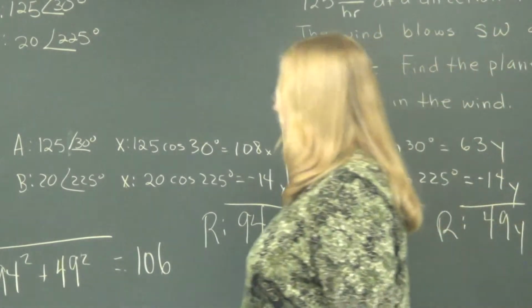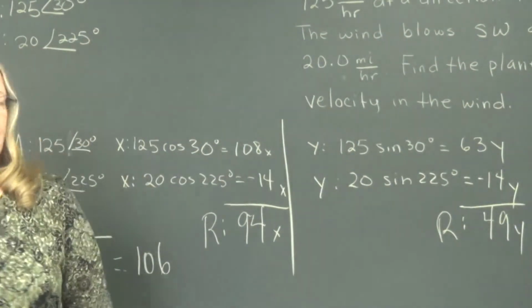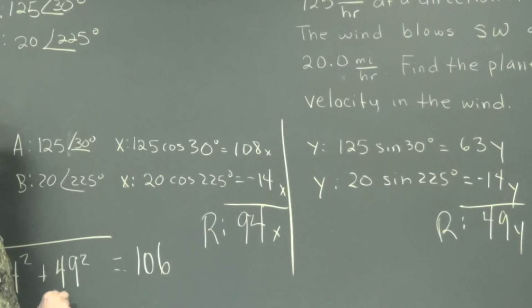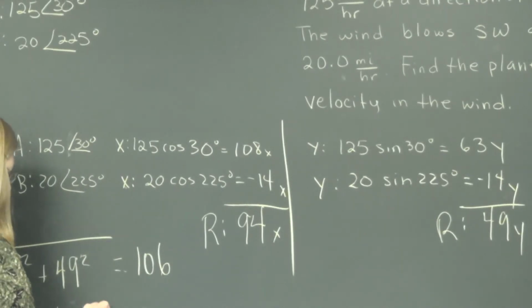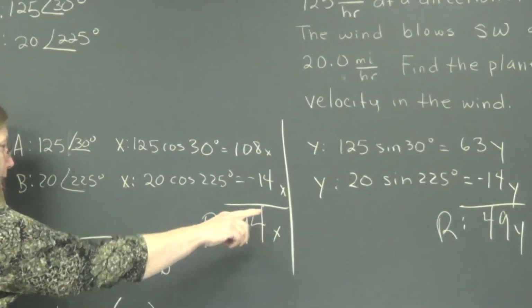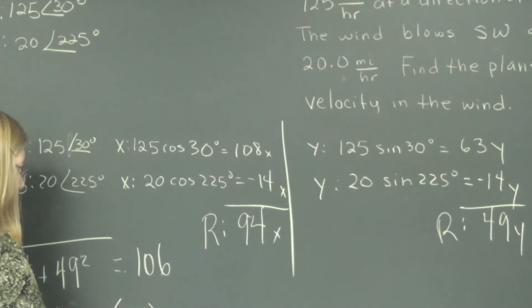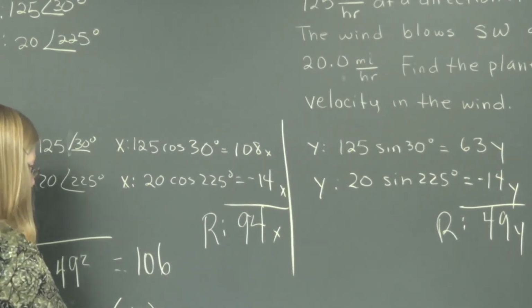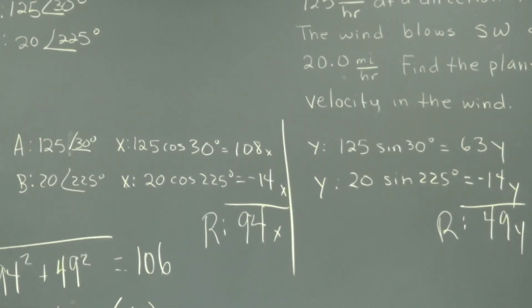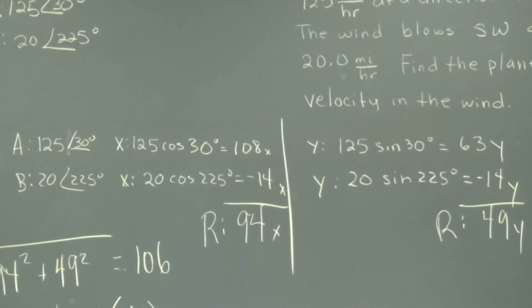We need the angle of the resultant. So it's an inverse tan of what number over what number? 49 over 94. Right, it's the y over the x. And what do we get when we do that? I got 27.5, so should that be 28?